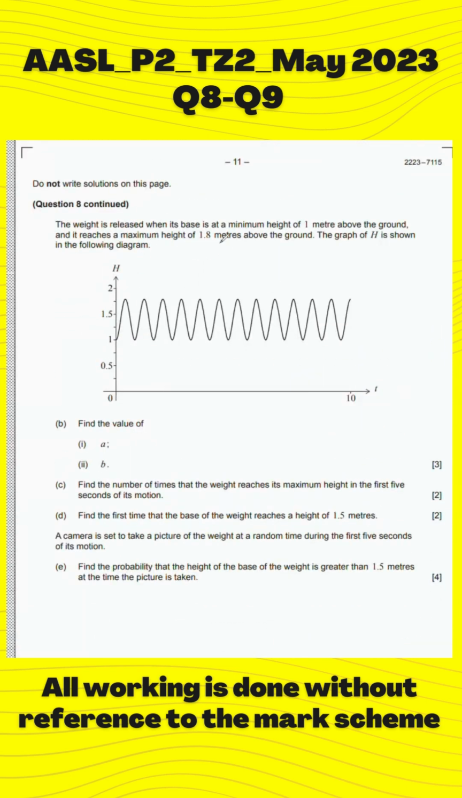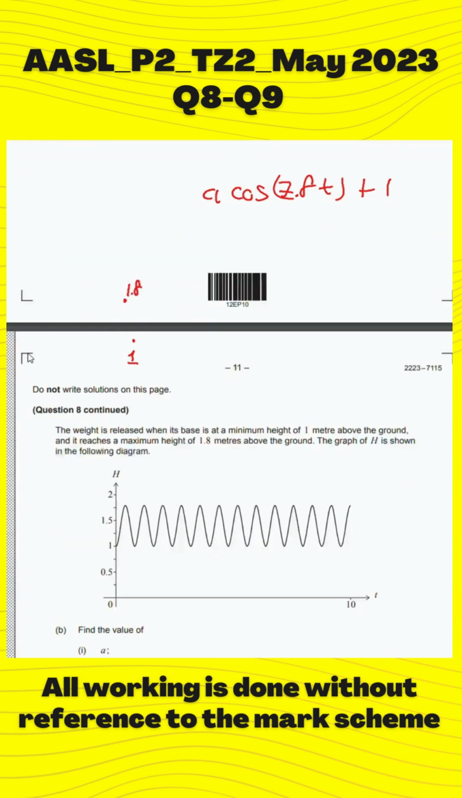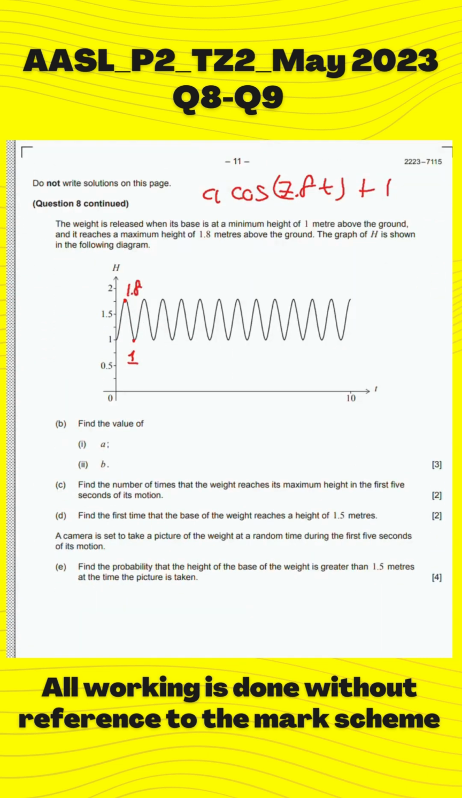Given that the maximum height is 1.8 and the minimum height is 1, find the value of a. The function is a cos of 7.8t plus b. Okay, now find a, the amplitude.